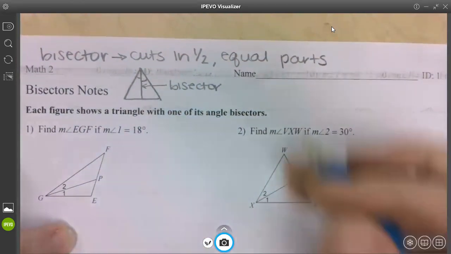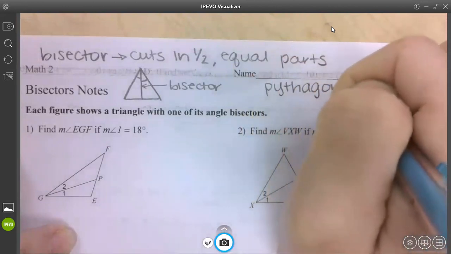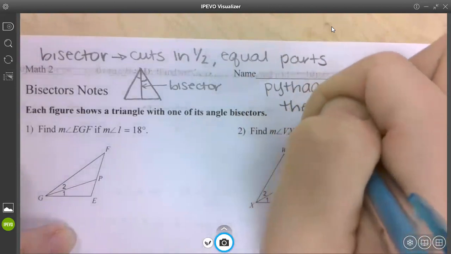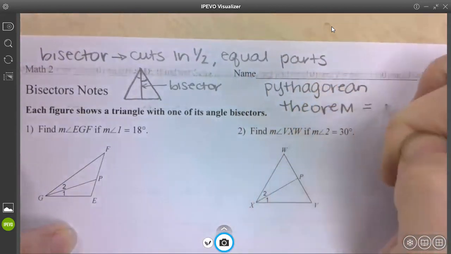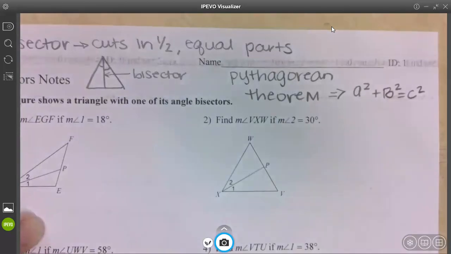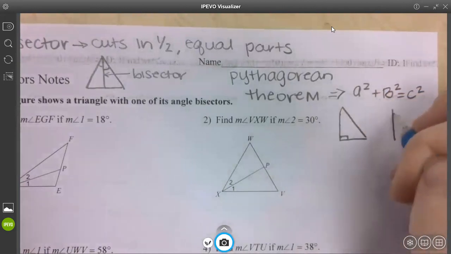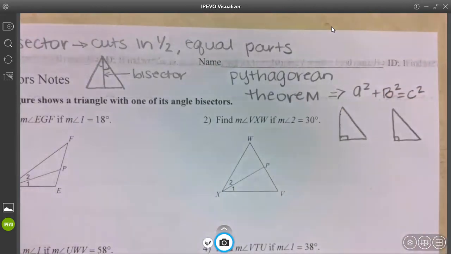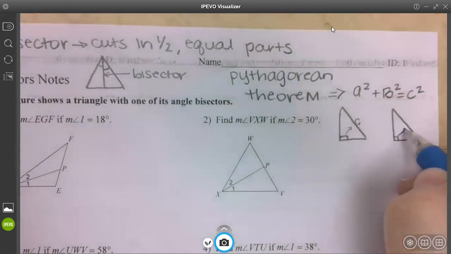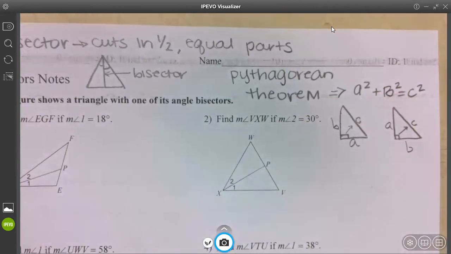One more thing that you're going to need later on is I just want to remind you of the Pythagorean theorem, which is a squared plus b squared equals c squared. And then remember that deals with a right triangle, and I'm going to draw two of them just to remind you. The segment across from the 90 degrees is your C, and then you can interchange the other two. It doesn't matter which one you label A or B. So again, the only one that matters is the one across from the 90 degree, and that will be your C value.